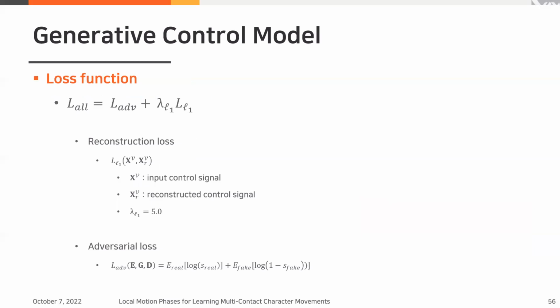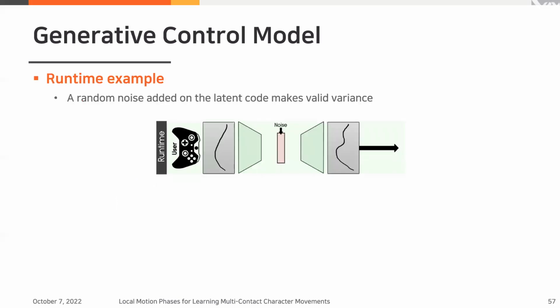So the network is trained with reconstruction loss and adversarial loss. First, the reconstruction loss evaluates the error between the original signal and the reconstructed one. Then the adversarial loss evaluates the score of the discriminator on real and fake input. Then during runtime, after the input signal is projected into the latent space, random noise is added to the latent code. Then the signal recovered by the decoder will have a variance which is hard to be made by the user.